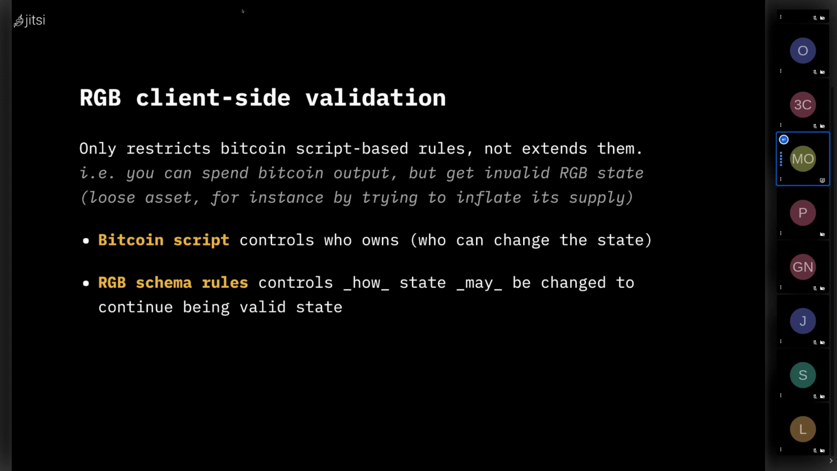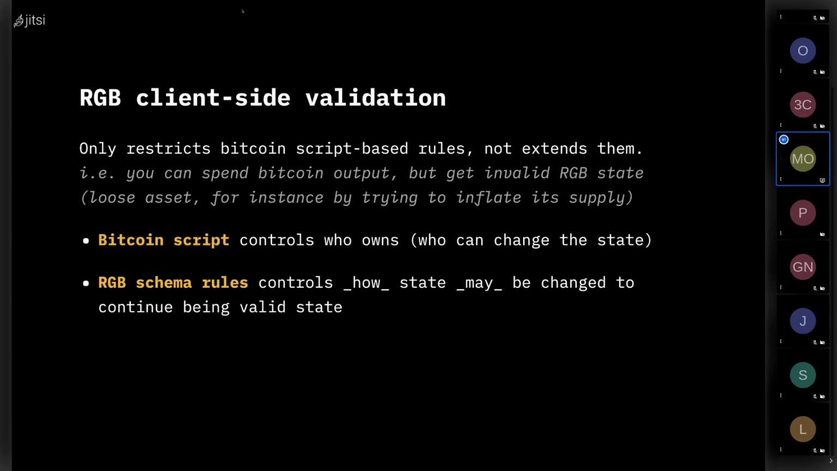What this Bitcoin scripting defines is the very precise thing: who can change the state, not how the state can be changed, but only who can change the state, who has the right to change the state, and that's what we are calling ownership. So Bitcoin script controls who owns, because only those who own the keys from the specific Bitcoin transaction outputs can actually change the state. So they own the state.